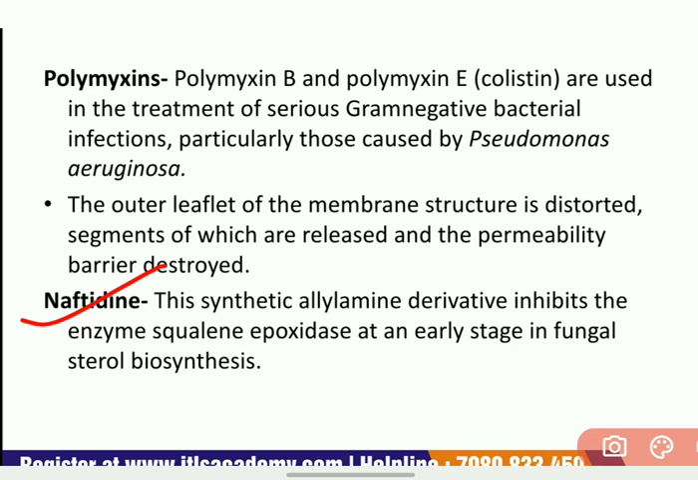Next is naftifine. This synthetic allylamine derivative inhibits the enzyme squalene epoxidase at an early stage in fungal sterol biosynthesis. Acting as a structural analog of squalene, naftifine causes the accumulation of this unstructured hydrocarbon and a decrease in ergosterol in the fungal cell membrane.